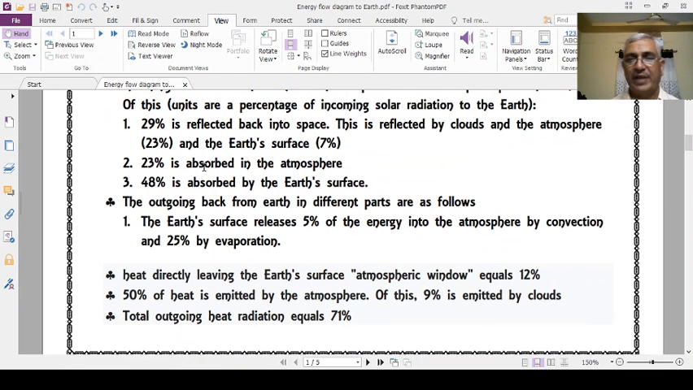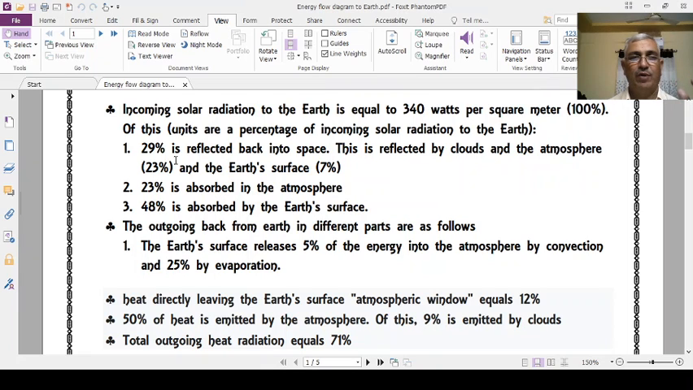23% is absorbed by the atmosphere. The atmosphere will absorb 23%. 48% is absorbed by the earth surface. So of the incoming radiation, about 30% is directly reflected, 23% absorbed by the atmosphere, and 48% absorbed by the earth surface.